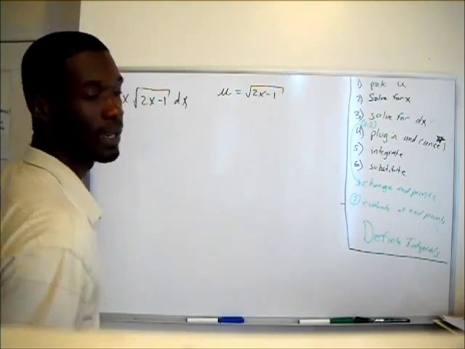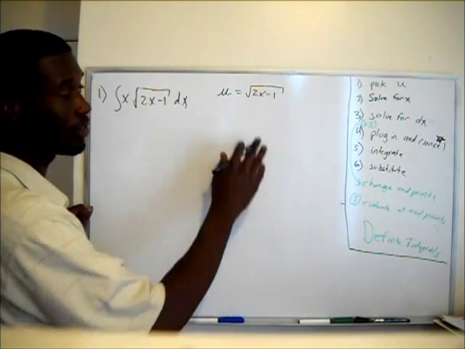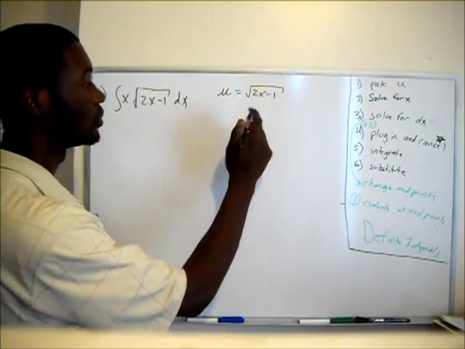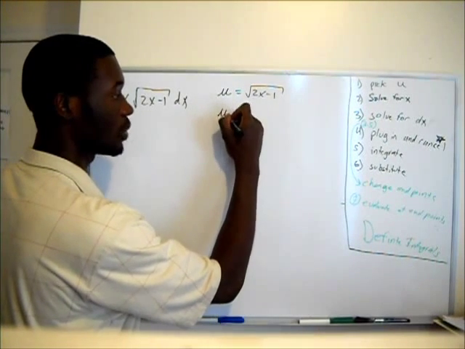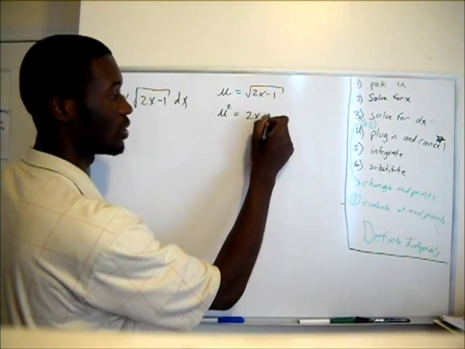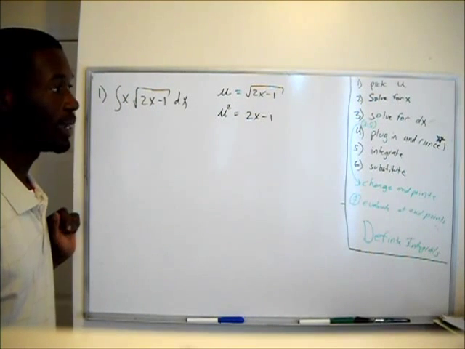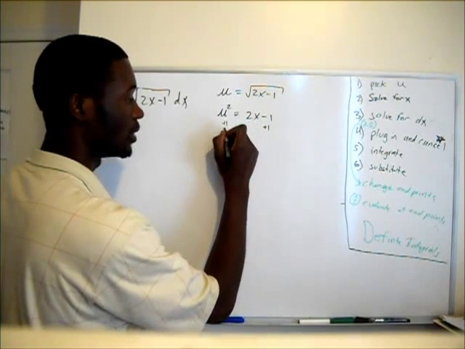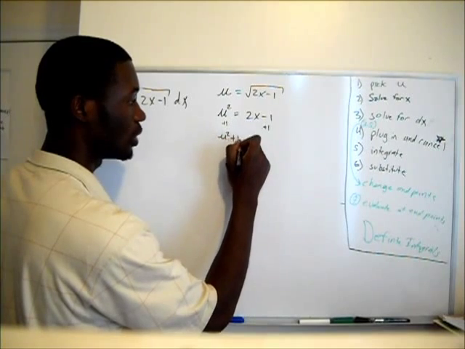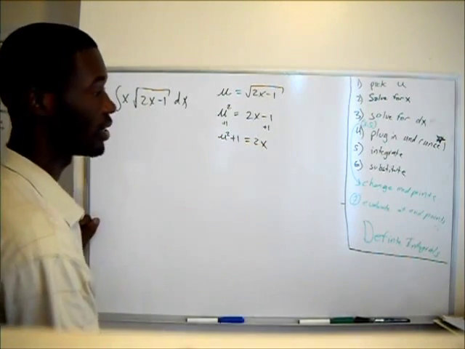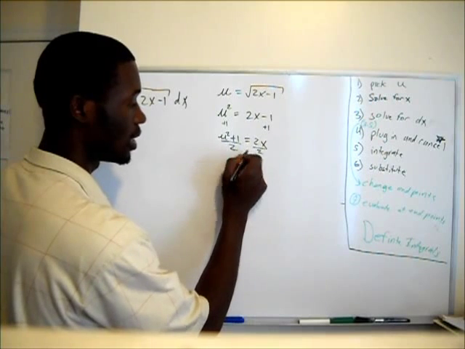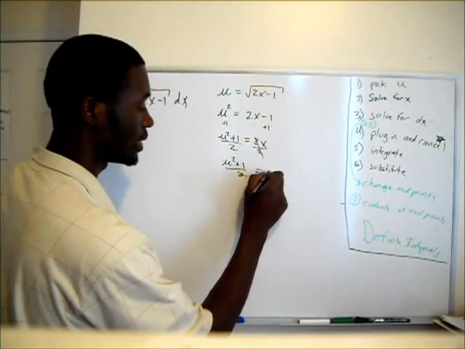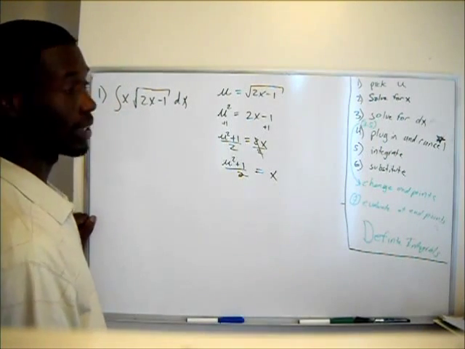That's the first step. Now I need to solve for x. To solve for x, I would have to square both sides, because I want to get the x out of the square root. So if I square both sides, I'm going to get u squared equal to 2x minus 1. Now I need to add 1 to get my x by itself. So I'm going to add 1 and add 1. Now I get u squared plus 1 equals 2x. Now I just need to divide by 2, and now it's u squared plus 1 over 2 equals x. Good. So I solved for x.